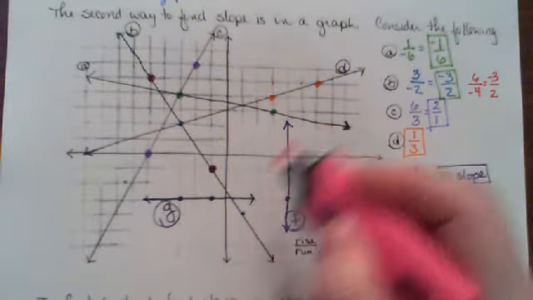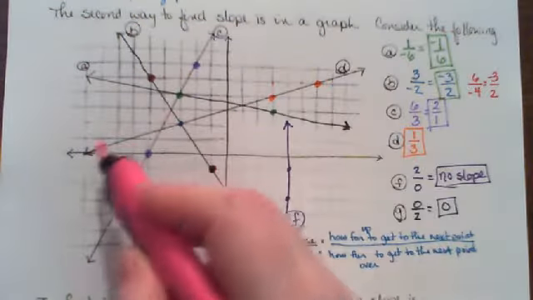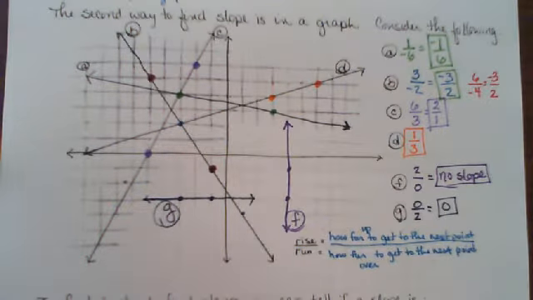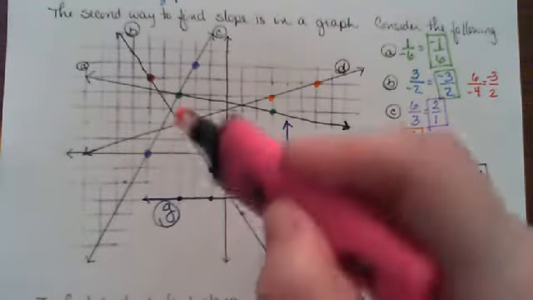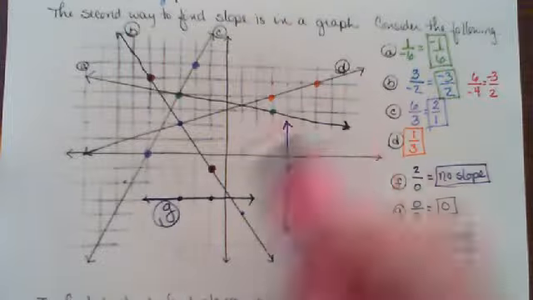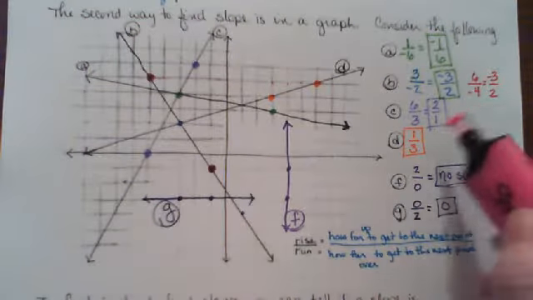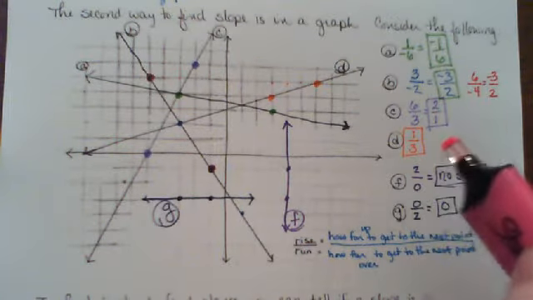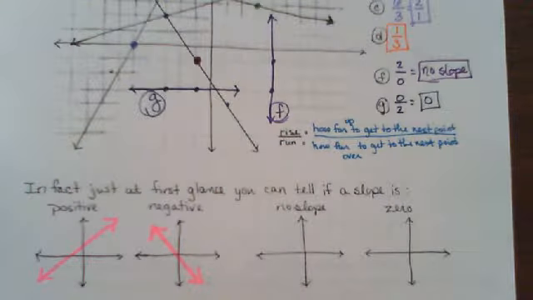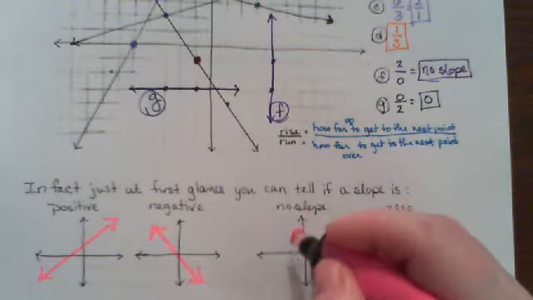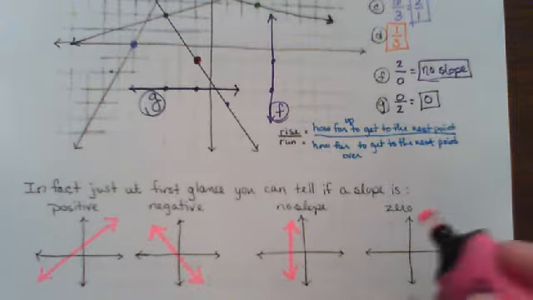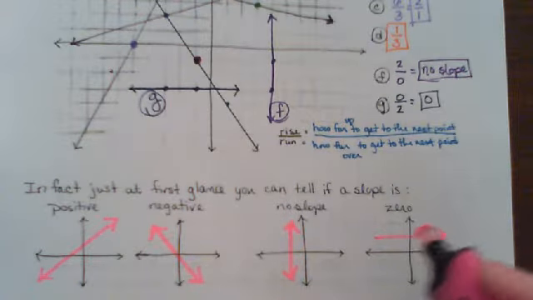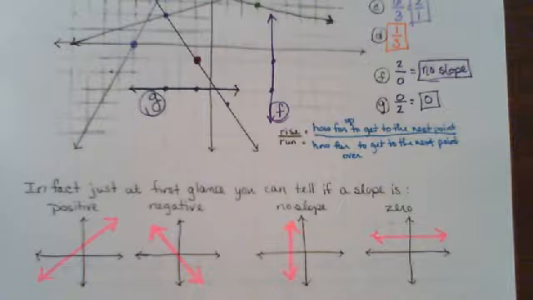For C and D, they were both positive, so this one goes uphill and that one goes uphill. Some go uphill faster than others go uphill. That's because they have a larger slope. C's slope was 2, D's slope was 1/3. No slope, I already told you, was a vertical line, so it's going to look like that. And 0 slope, I already told you, was a horizontal line, so it's going to look like that.